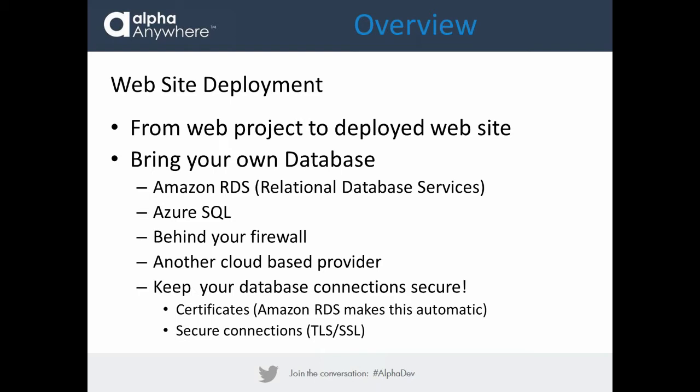So Alpha Cloud's job is to get the assets that you've developed from your desktop to a production running website. We do not include the database in that, so you will need to bring your own database. There are a lot of options. We're pretty happy with Amazon RDS. That service is fairly easy to use, and in fact we have some documentation on it.